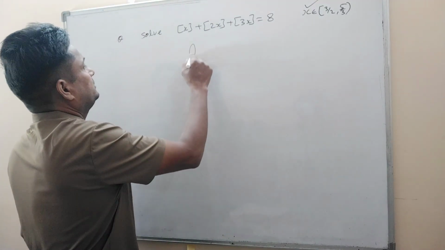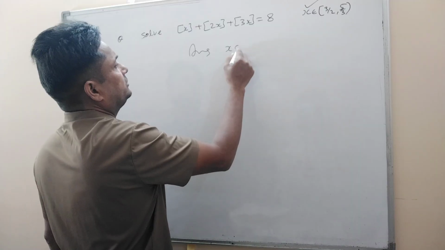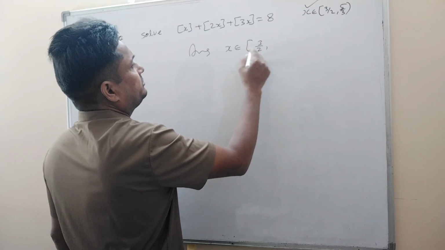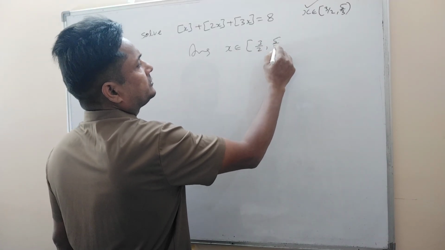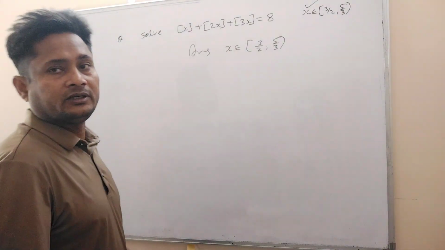So this answer is what? The answer is x belongs to [3/2, 5/3), that is, the closed interval from 3 by 2 to the open interval 5 by 3.